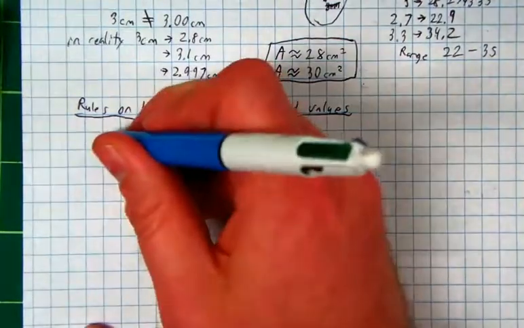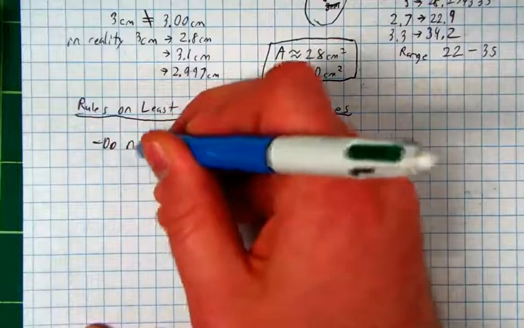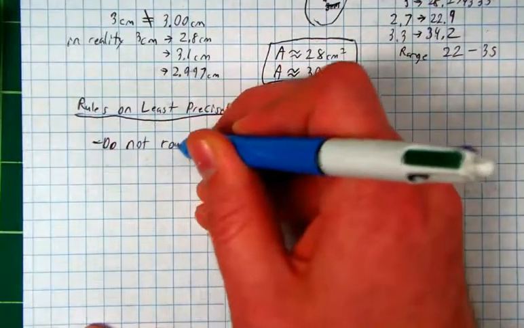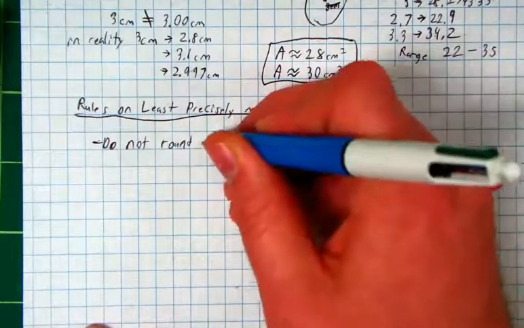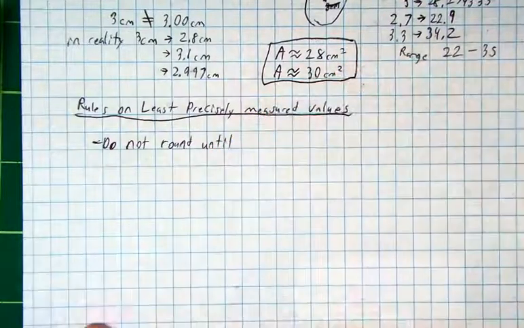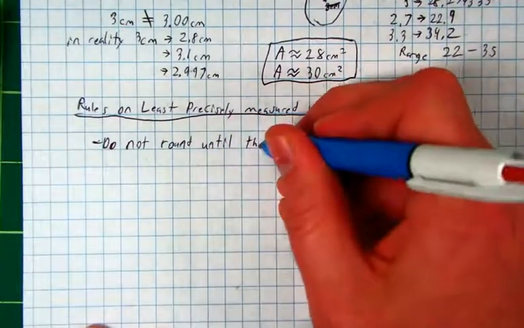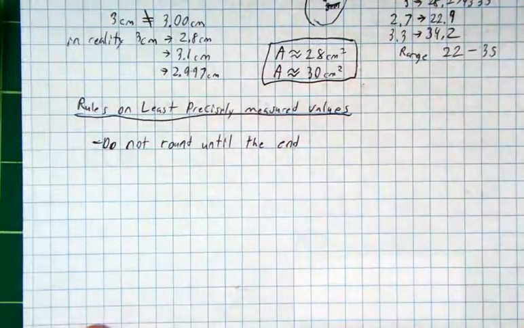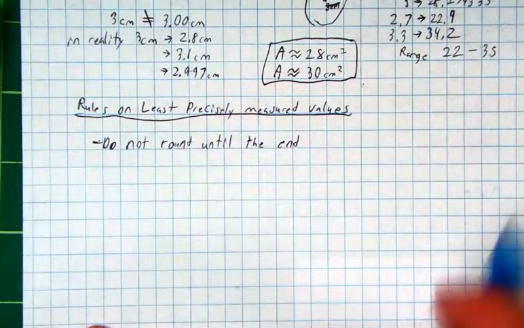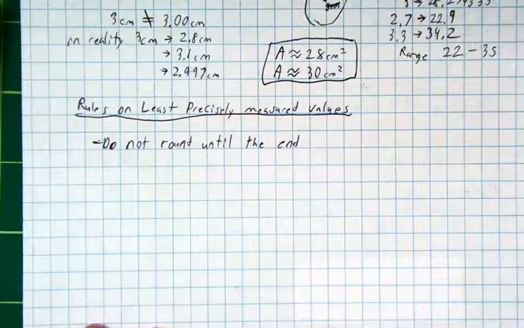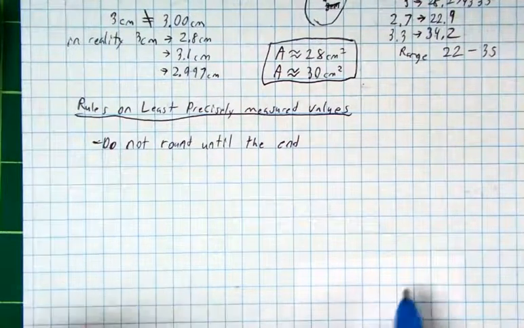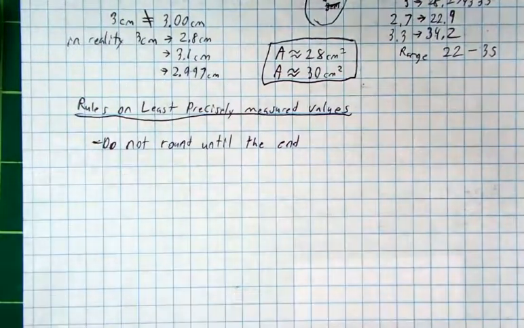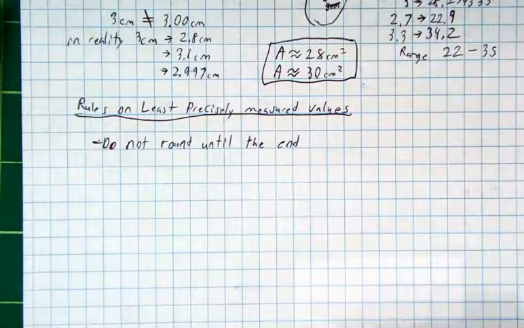Rule number 1, do not round until your final answer. This is a rule we kind of break often in class, but in the real world, it's very important. If you round every single time, it's going to change the answer a little bit more as time goes on. It's kind of like the telephone game, right? You guys played the telephone game before?